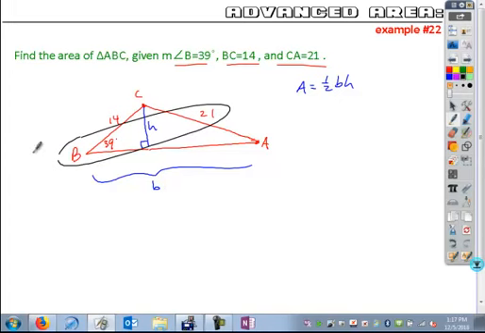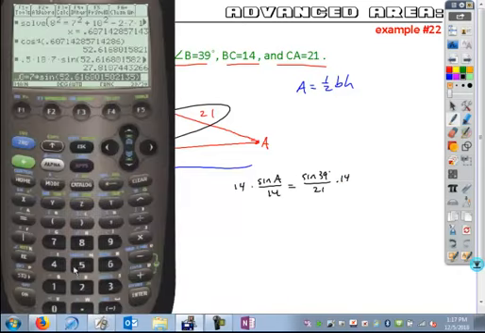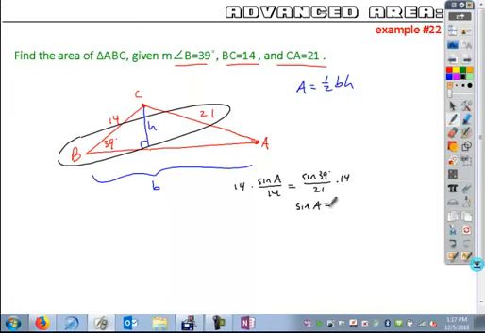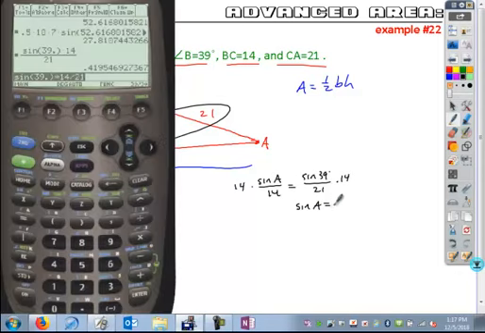In order to do that, I do need to know the other pieces of this triangle. So here's my known ratio, and I can find angle A first from here. I use my law of sines. Sine of A over the side opposite it, 14, is equal to sine of 39 over the side opposite it, 21. So I'm going to multiply both sides by 14. I get sine of 39, times 14, divided by 21. And so I get my ratio: sine of A is equal to 0.420 approximately.